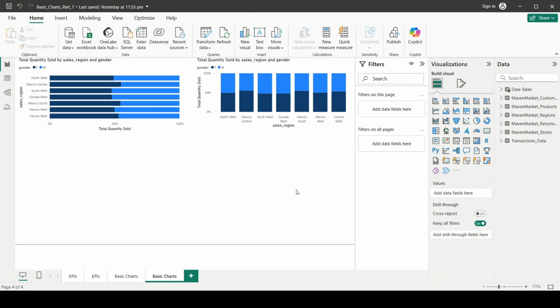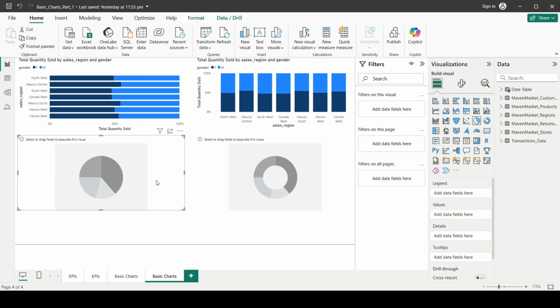Now, let's talk about the pie chart and the donut chart. The fifth chart in the third row is a pie chart. Click on it. And the sixth chart in the third row is a donut chart. Click on it. Let me explain what a pie chart is. A pie chart is used to show parts of a whole where each slice represents a category's percentage contribution to the total. Whereas a donut chart is similar to a pie chart but has a blank center, making it easier to compare multiple data points and maintain a clear layout.